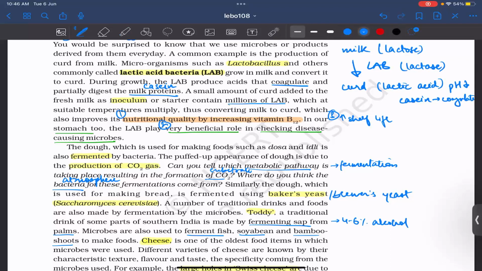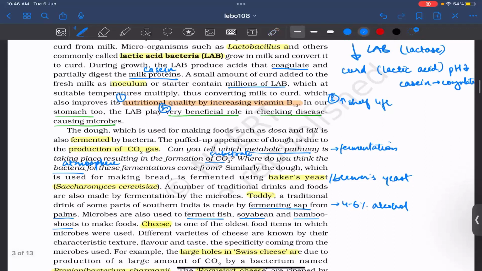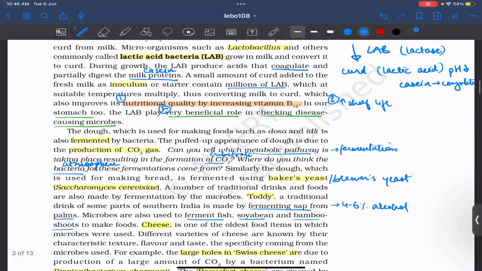Now the advantages which lactobacillus gives in the formation of curd are, first, it increases the nutritional quality by increasing the content of vitamin B12. Second, it is also good for our stomach as it plays a very beneficial role in checking the disease causing microbes. And third, it increases the shelf life.